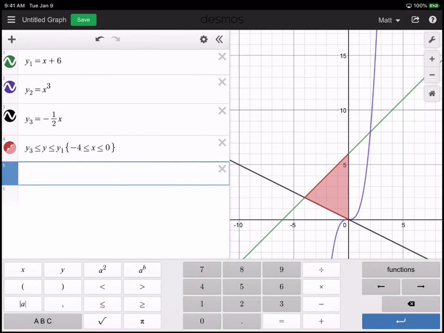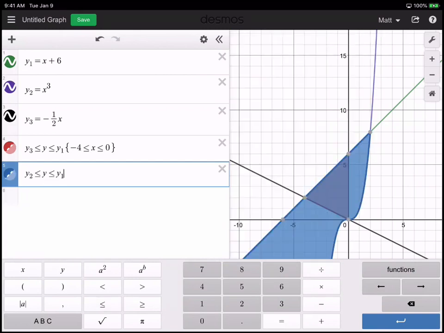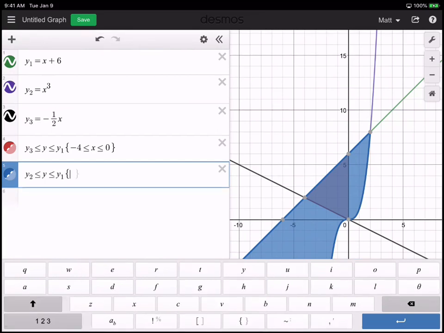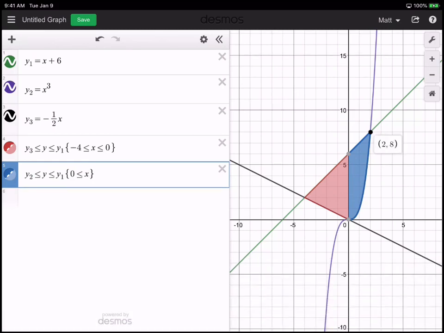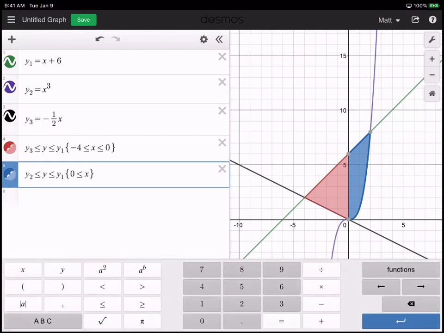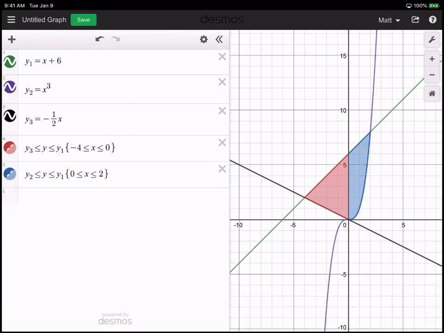The second area, notice that the green function is still on top, but now the purple is on the bottom. So always start with the bottom function here. So this is going to be y sub 2 is less than or equal to y is less than or equal to the green function, which is y sub 1. Now you can see we have way too much there, so we do want to restrict the domain with the curly braces. And this is going to start at 0, less than or equal to x, and then it's going to end, well, it already ended for us, but that does happen at x equals 2. And that's going to be important to know for our definite integral later. So there we go. That is our shaded region and the area we are trying to find.